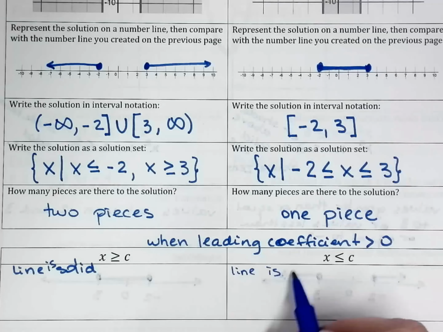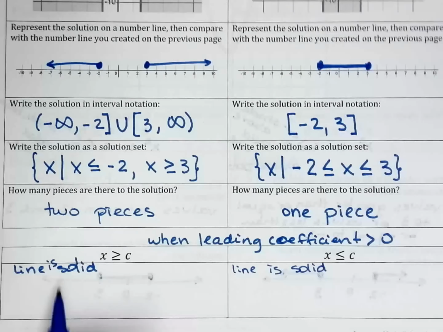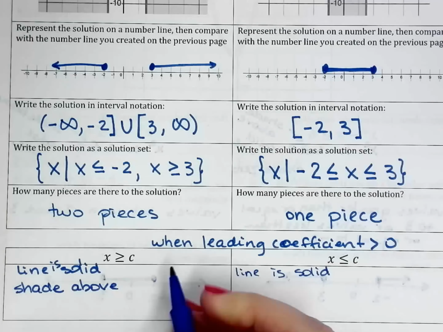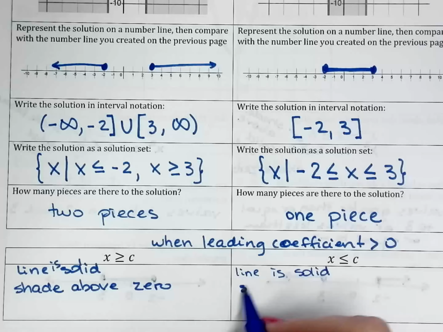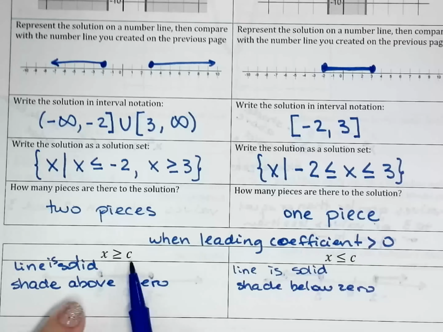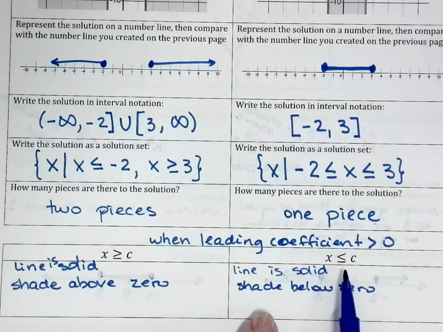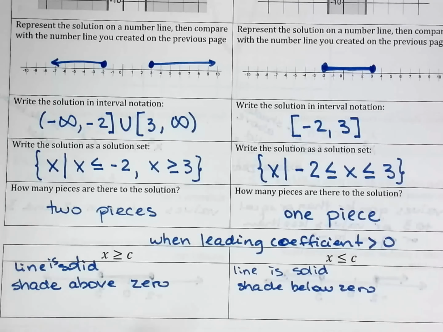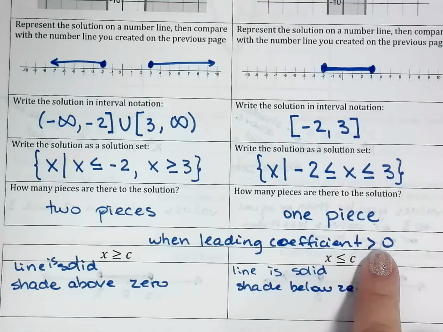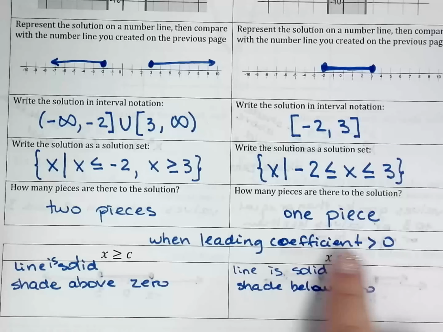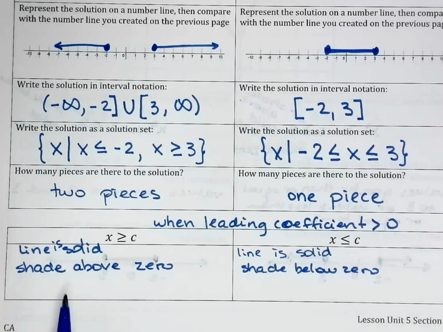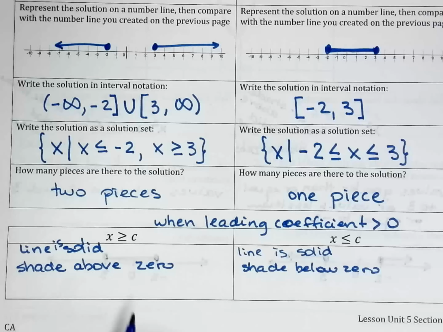So line is solid. Here you're going to shade above 0. Here you're going to shade below 0. Shade above because it's greater than, shade below because it's less than. All right. Now, again, because the leading coefficient is positive, this only works when the leading coefficient is positive. When it's negative, we're going to talk about this later. Solid line, shade above.